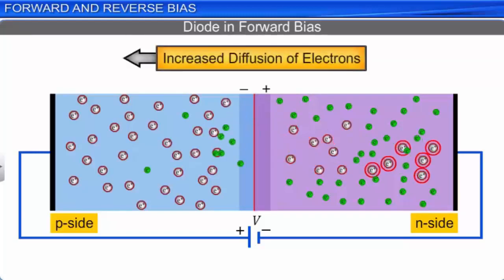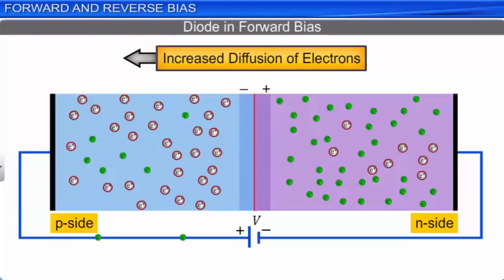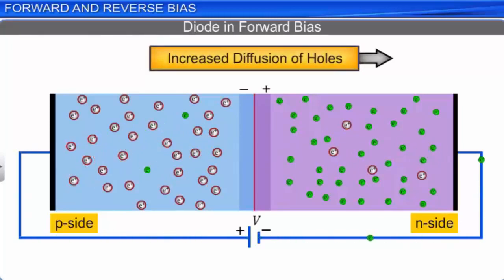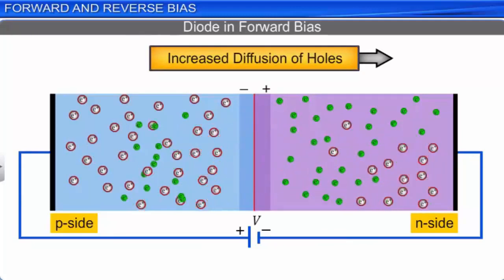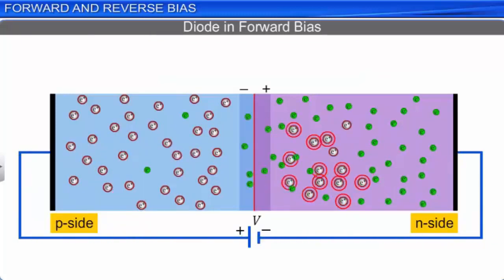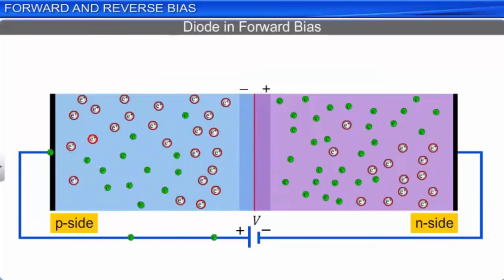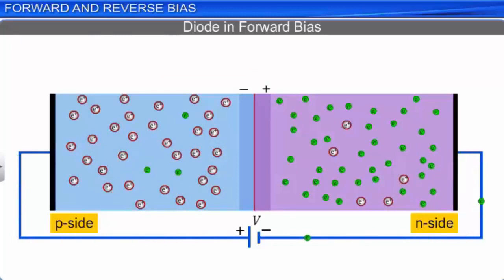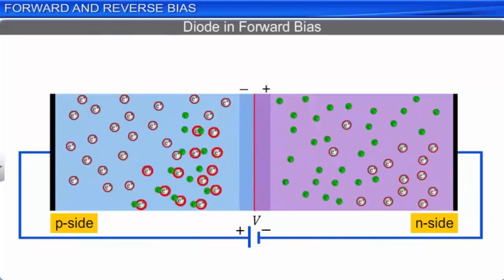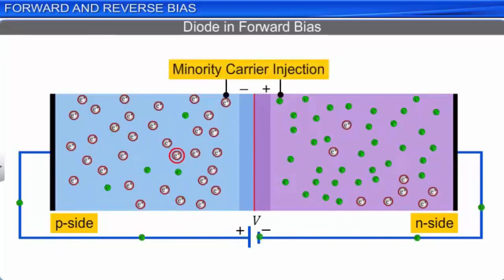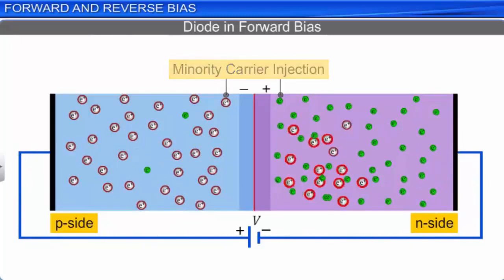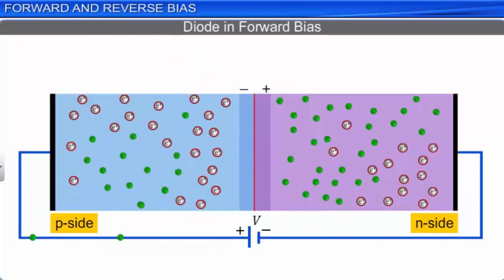Simultaneously, the diffusion of holes from the p side to the n side across the p-n junction also increases. Since holes and electrons are the minority charge carriers in the n region and p region respectively, this increased diffusion of charge carriers in a forward biased diode is also called minority carrier injection. As a result of the minority carrier injection in a forward biased diode, the diffusion current increases much above its equilibrium value.